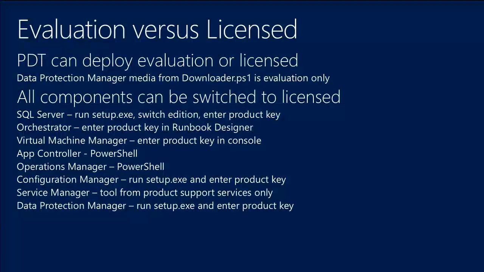Orchestrator, in the runbook designer, there's a button, you click it, enter the product key. VMM, same way, there's a product key in the console. I think it's actually in Help About in VMM. App Controller and Ops Manager, there's some PowerShell you can run to add it. Configuration Manager and DPM, you rerun setup, enter the product key. It does what it calls an upgrade, but basically all it's doing is adding the product key to it.